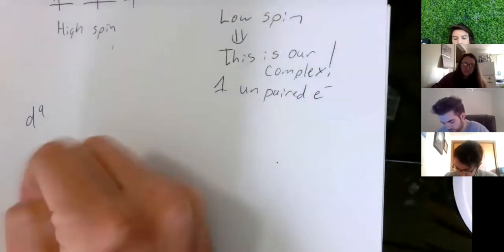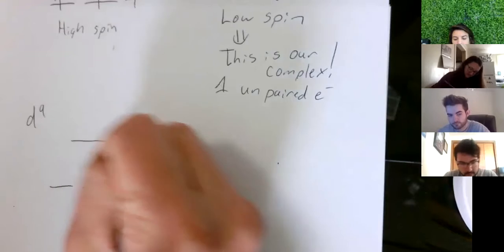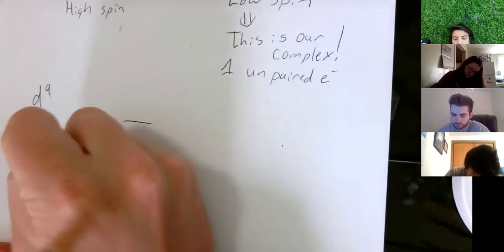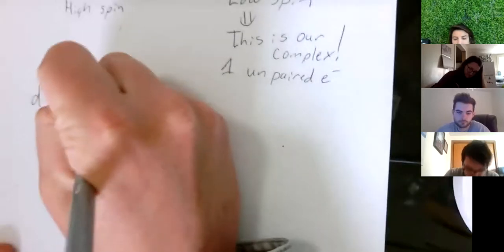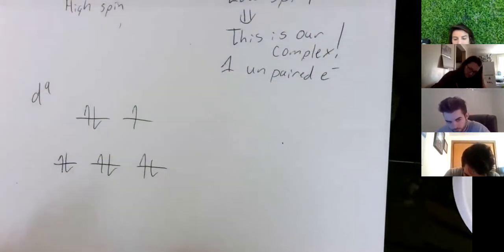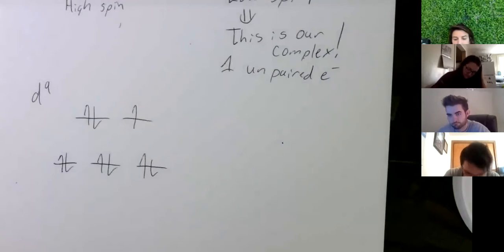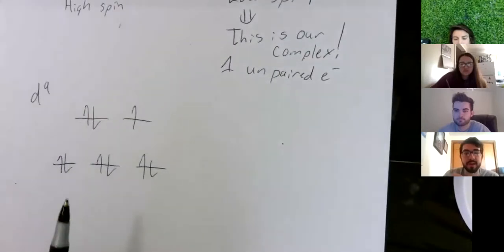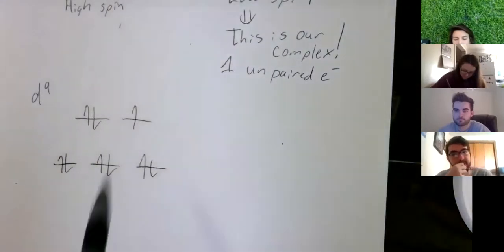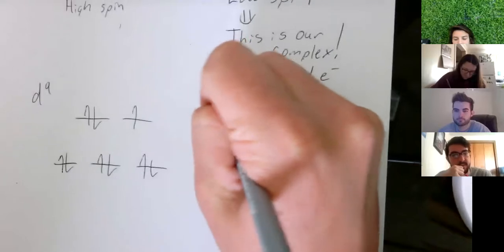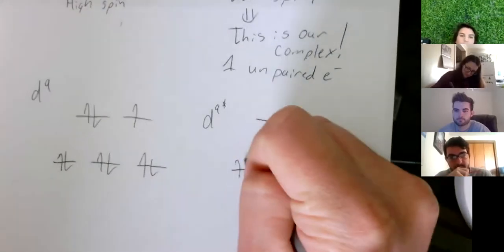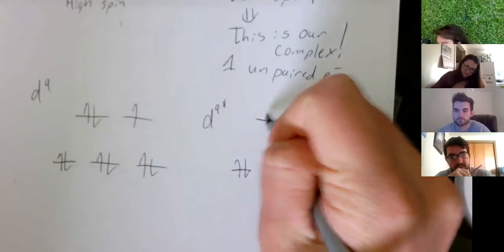So let's say it's in an octahedral field. Okay, let's start filling electrons: 1, 2, 3, 4. Can we have any other case? You could have one excited, yeah, something like up here. You could have an electron transition to the top. We'll call it D9 star. And that could technically be your high spin, I guess.